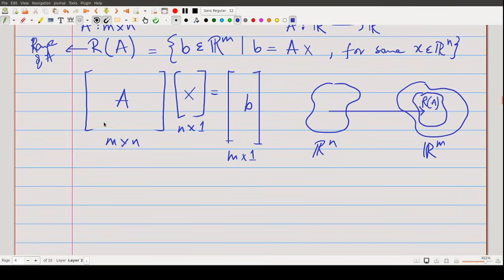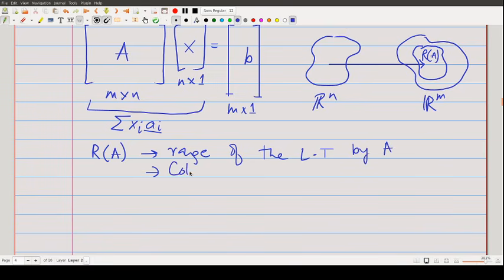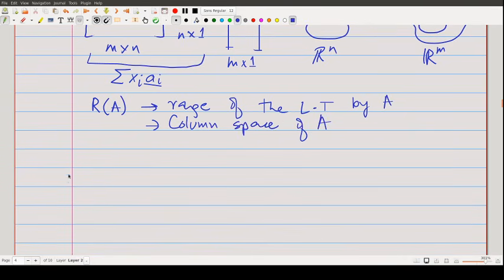You can consider it to be the column space, because of course this can be written as the summation of xi ai. So matrix vector products are just the column space. So R(A) is the range of the linear transformation by A, or you can think about this as the column space of A.